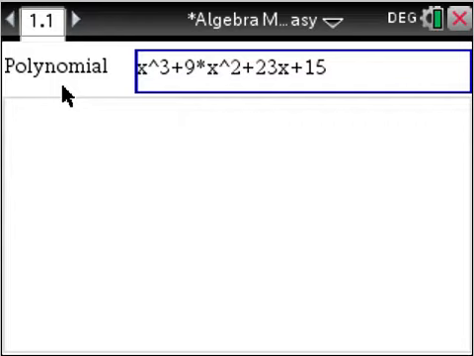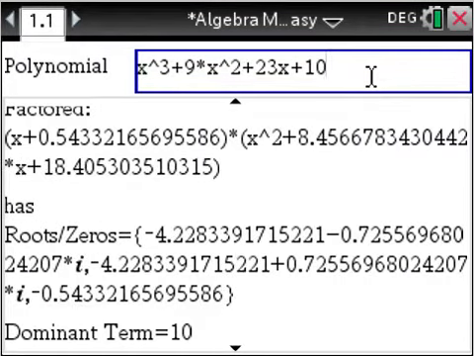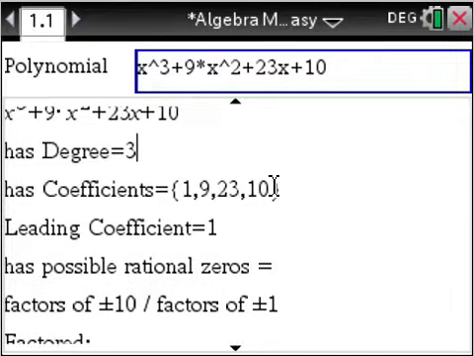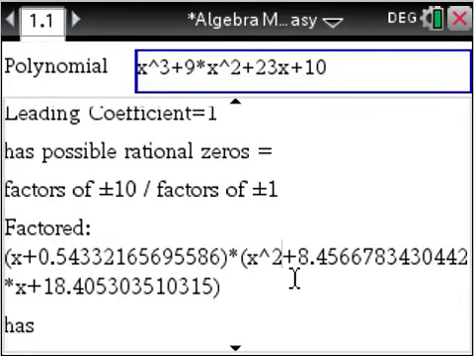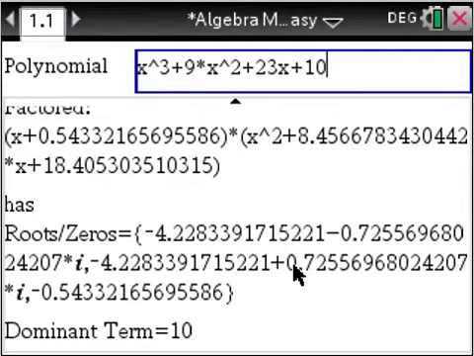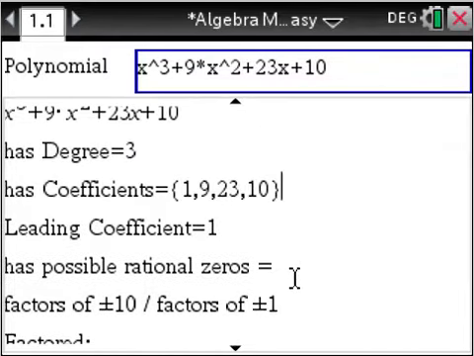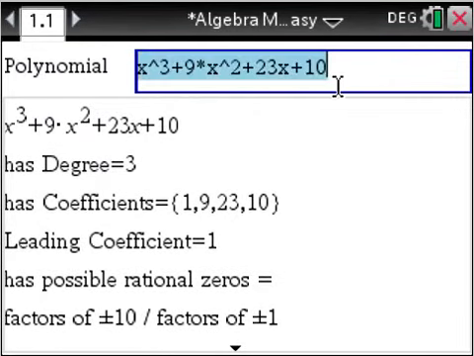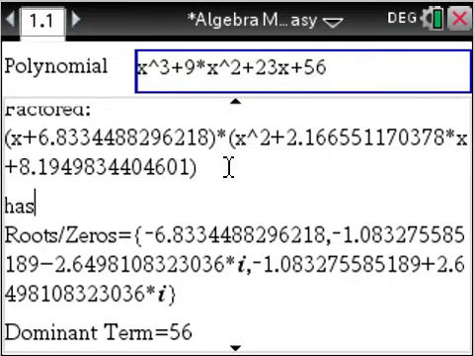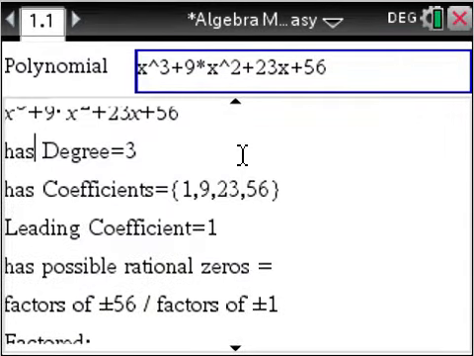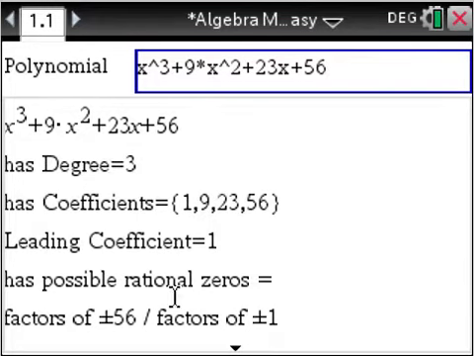Let's go back to the original one, polynomials. Let's do 10 instead of 15. If we go up a bit, we have our degree, our coefficients, our leading coefficient, possible rational zeros, dominant term, everything is right here. As soon as I plug in my numbers, I get my answer. Let's change this into 56. If we go up again, all of the information is still right here.